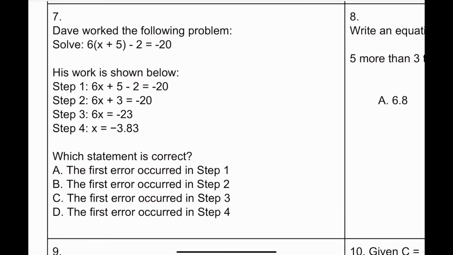In step 1, let's see what he did. In step 1, we would have to distribute 6 times x and 6 times positive 5. So if we did that ourselves, we would get 6 times x is 6x, 6 times 5 is 30, bring down the negative 2 equals negative 20. That doesn't look like what Dave got. Dave forgot to distribute. He didn't multiply 6 times 5. So his error occurred in step 1.